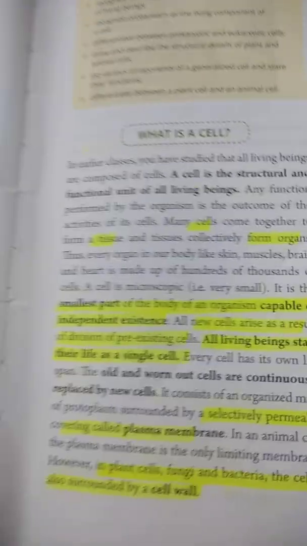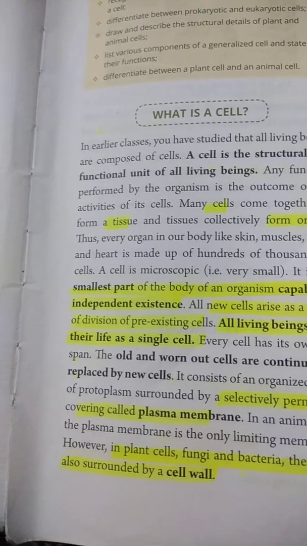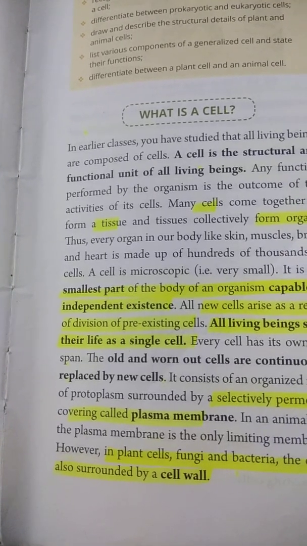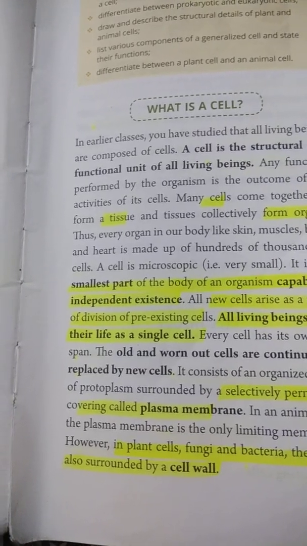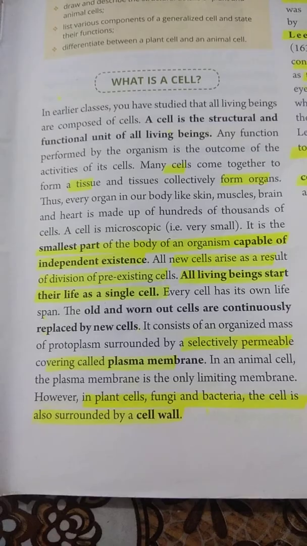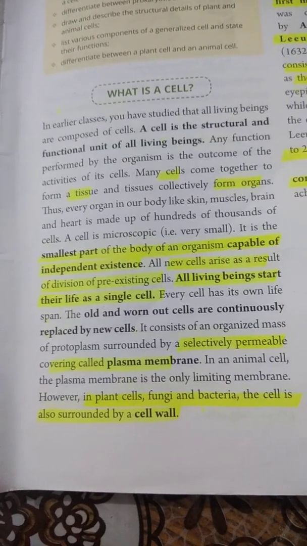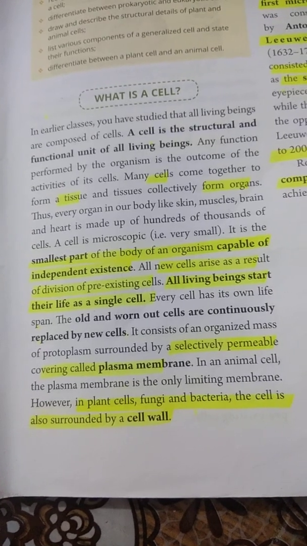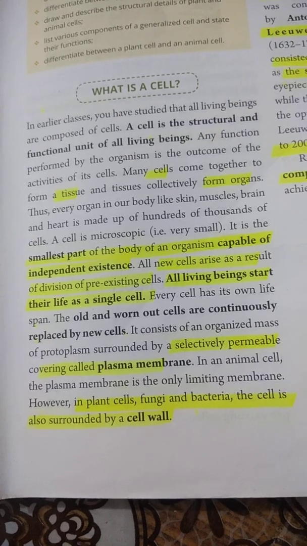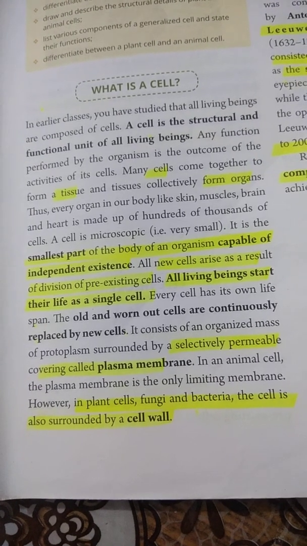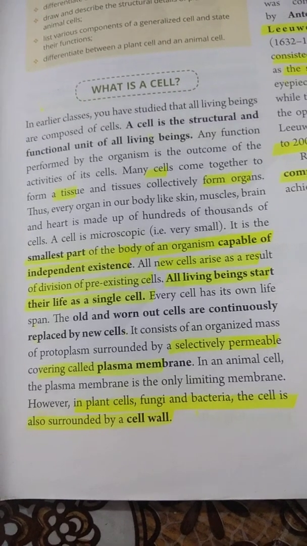Many cells collect to form tissue, and tissues collectively form an organ, and organs collectively form an organ system, and the different organ systems together form an organism. As we know, the cell is a microscopic unit, meaning it's a tiny structure, very small, and you can say it is the smallest part of the body which is capable of existing independently.